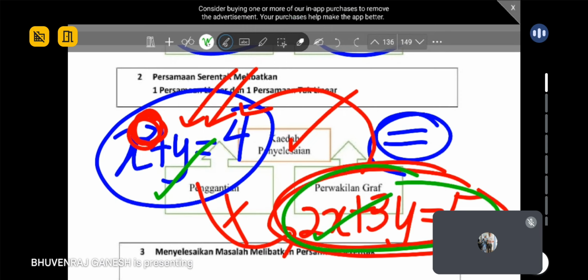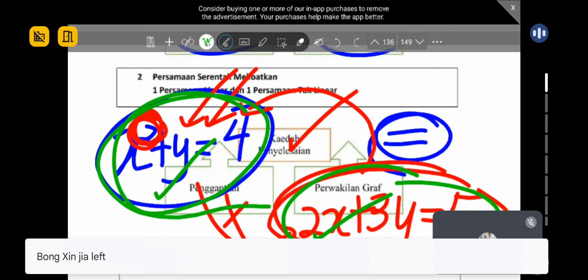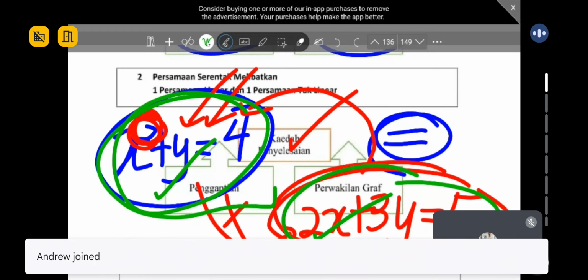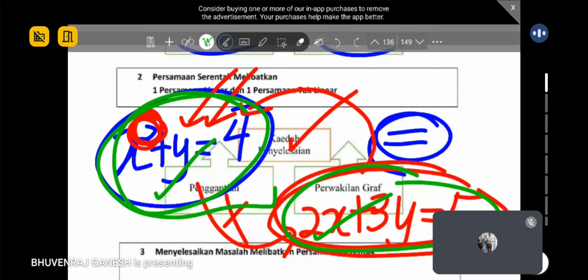Straight line. Okay guys, I want to ask. What does this graph look like? x squared plus y equals 4. How does this graph look like? Anyone? What is the shape of this graph? Anyone know or not? Who knows? The shape of the graph. No. Parabola is quadratic, right? Am I right?